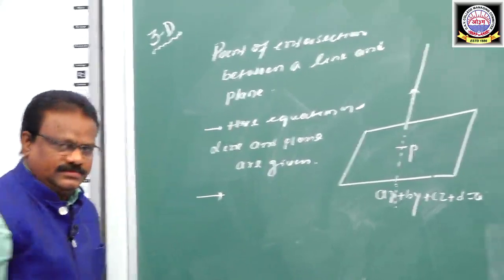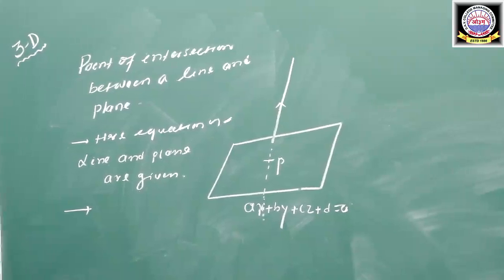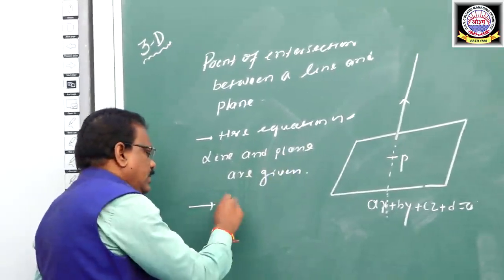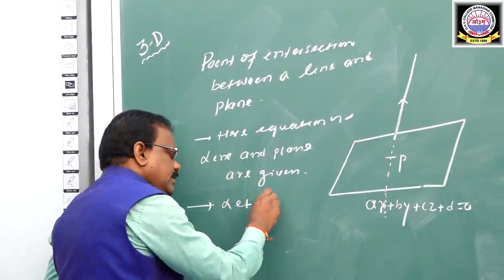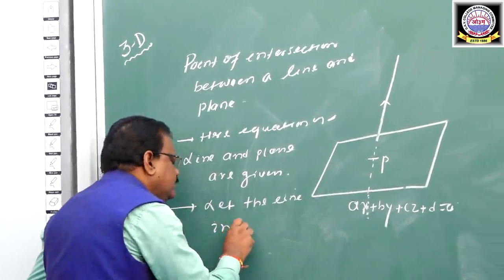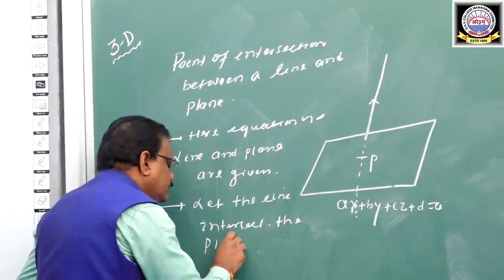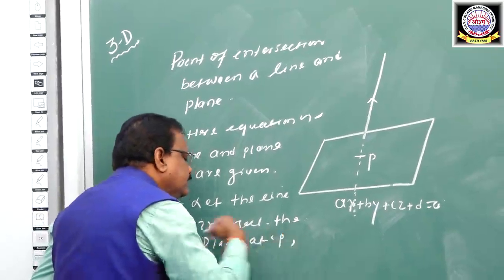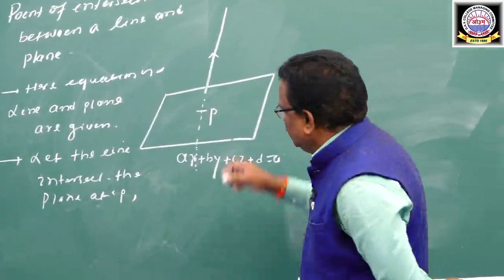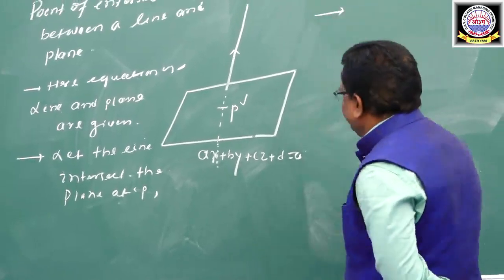The line equation is given and the plane equation is given. Correct? So in the above figure, let the line intersect the plane at point P, say. Okay. So let us see what we will do.